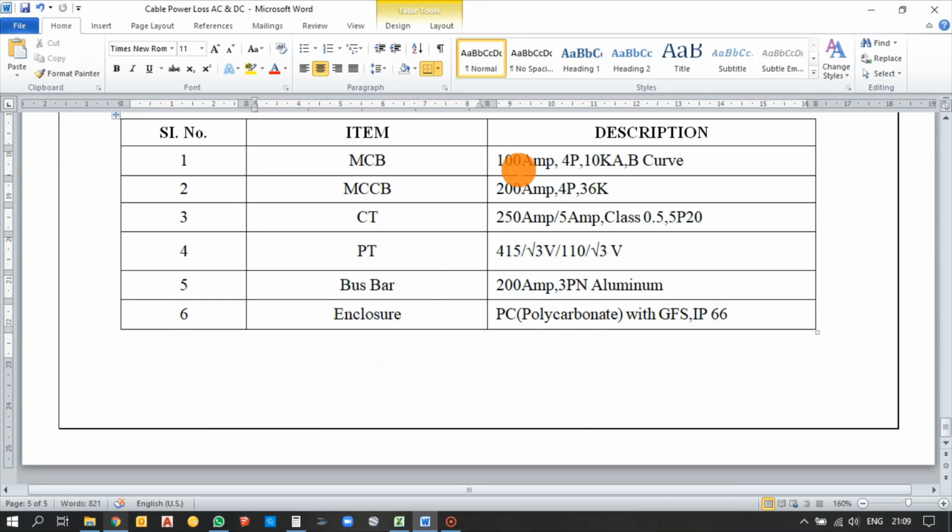MCB, that is 100 amps for input. You can use MCB or MCCB depending upon your requirement for output, and I selected MCB here. And CT is 250 amps, 5 amps, 0.5 class, and PT I have selected. And going with the bus bar, it will be capable of carrying 200 amps, and I have selected a 3-pole neutral aluminum bus bar. And the enclosure is PC polycarbonate with GFC, and it should be IP65.